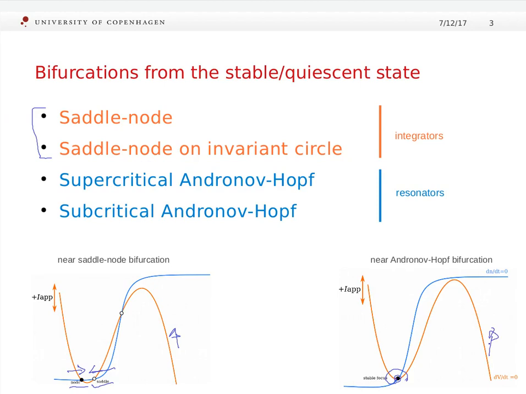Depending on the condition, if there is already a stable limit cycle attractor at this moment, or it is born simultaneously, the bifurcation is either a subcritical or supercritical Andronov-Hopf bifurcation, respectively. Because the neurons near such a bifurcation have damped subthreshold oscillations, these neurons can be called resonators.